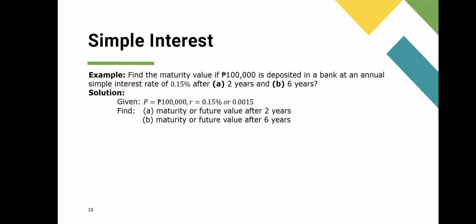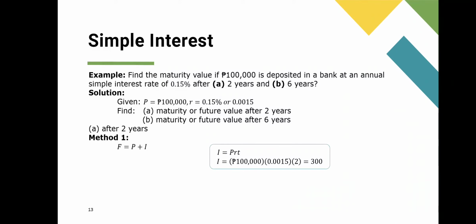So using method 1, we will have future value equals principal plus interest. So take note, again, you get interest by multiplying principal times rate times time. So that's 100,000 times 0.0015 times 2. So you get 300. So the simple interest for 2 years is 300. So we go back to method 1. So that is principal plus interest. So principal amount is 100,000 plus interest is 300. So that will give you 100,300.